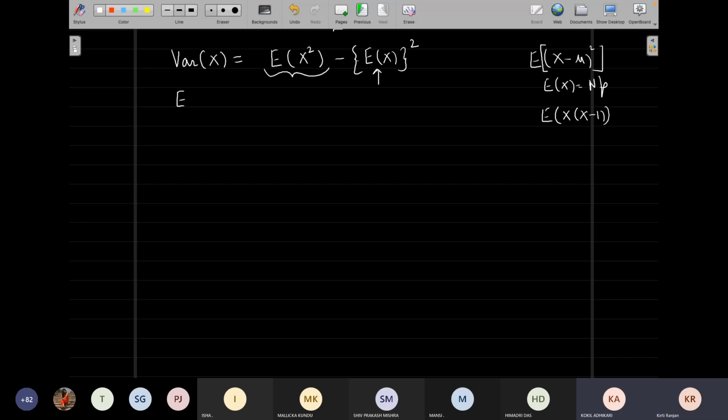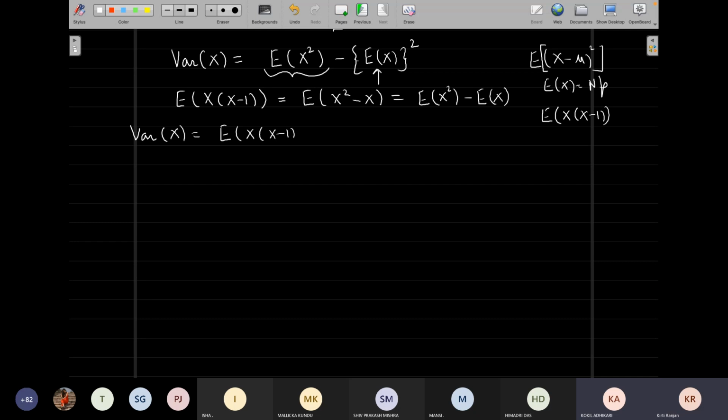So we will be able to do the variance of x, but the term which we will be doing using the same trick we used on the previous page is this one. So now how can I write E of x into x minus 1? This is nothing but E of x square minus x, which is nothing but E of x square minus E of x. So put this back in our variance equation. Your variance equation then becomes E of x into x minus 1 plus E of x minus E of x whole square. And we have already got the second and third terms on the previous page.